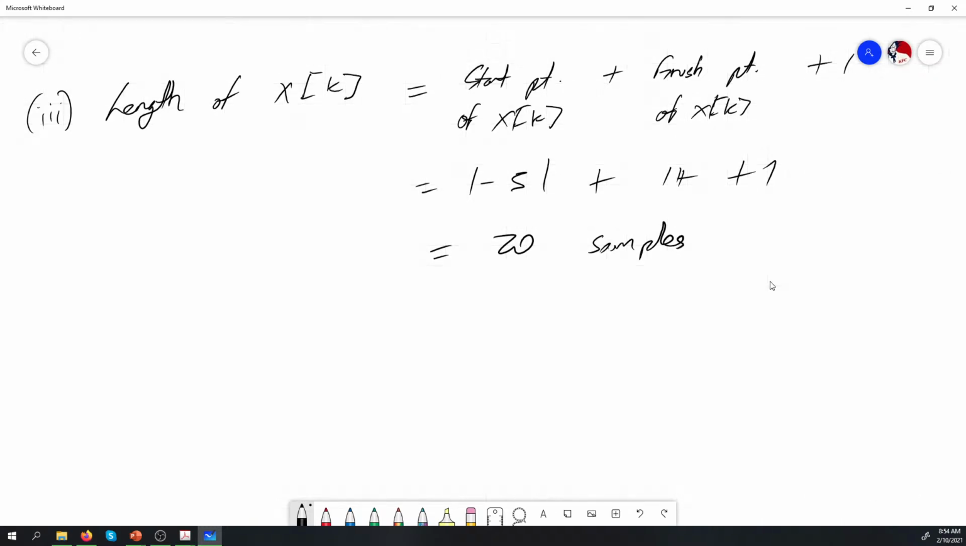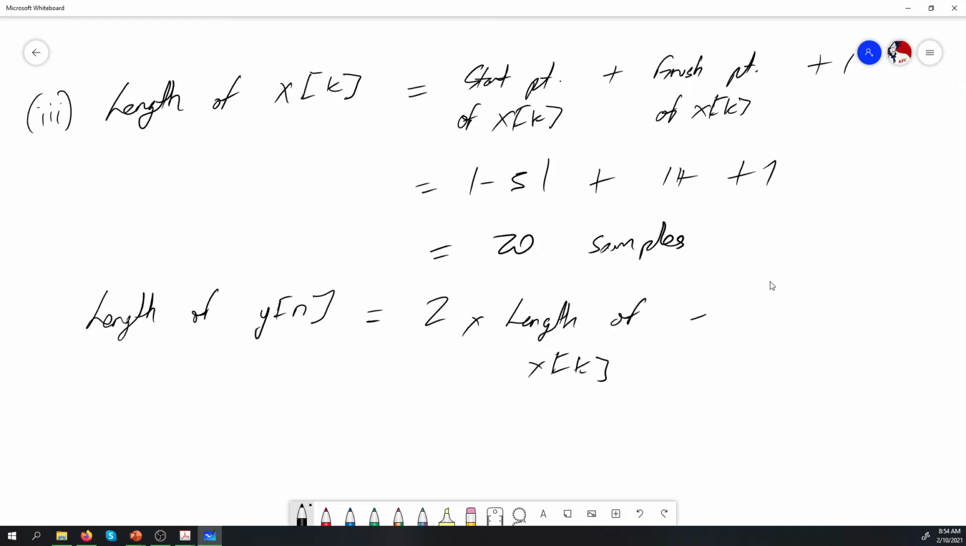And for the length of y of n, which is the result of the convolution, this is just going to be 2 multiplied by length of x of k minus 1. It's going to give us 39 samples.